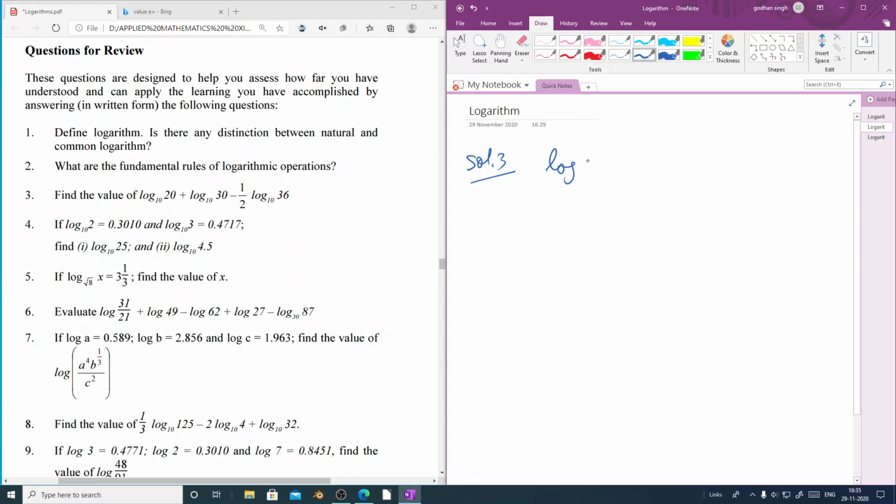log 20 with base 10 plus log 30 with base 10 minus half log 36 with base 10. So equal to, now we know that log a plus log b can be written as log a into b. That law we have seen already. So this we can write as equal to log 20 into 30 with base 10.